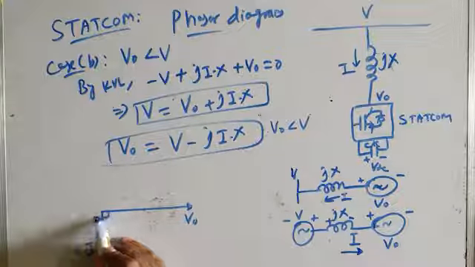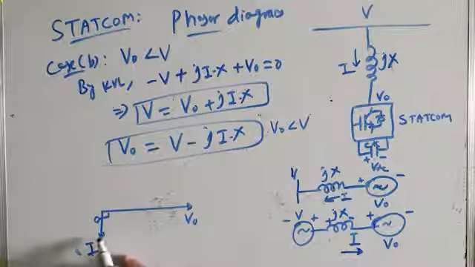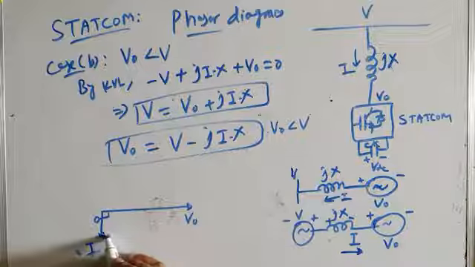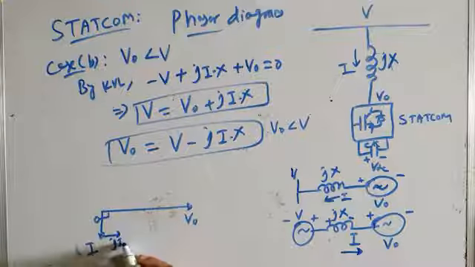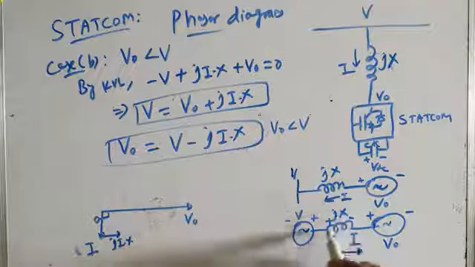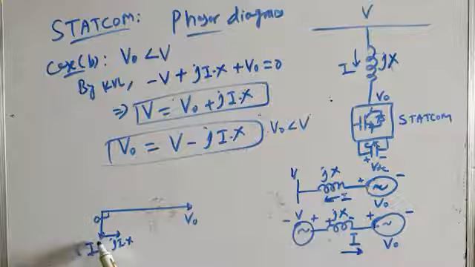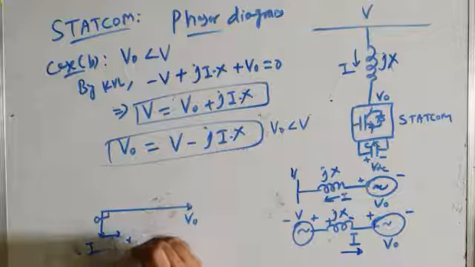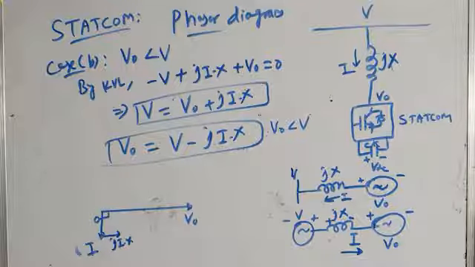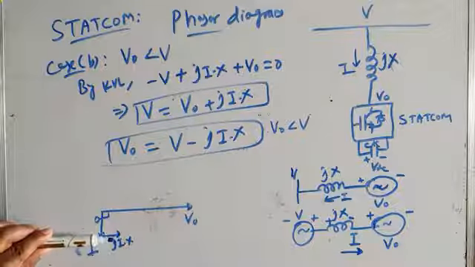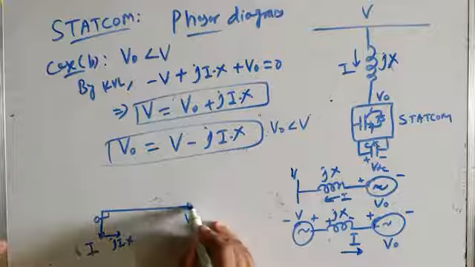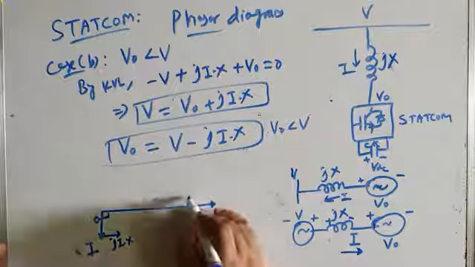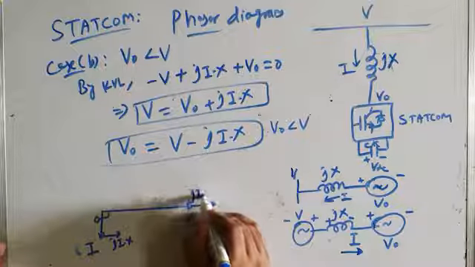So when this current is flowing through the inductor, through this reactor, it will cause a voltage drop JI into X. And this voltage drop through the reactor leads the current by 90 degrees, or in other words, current lags behind this voltage drop by 90 degrees. That's why I am showing it in this direction. So if this voltage drop JI into X is in this direction, take equal length of phasor in this direction. So this represents the JI into X drop.